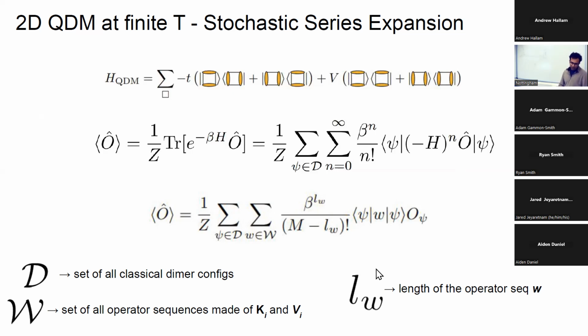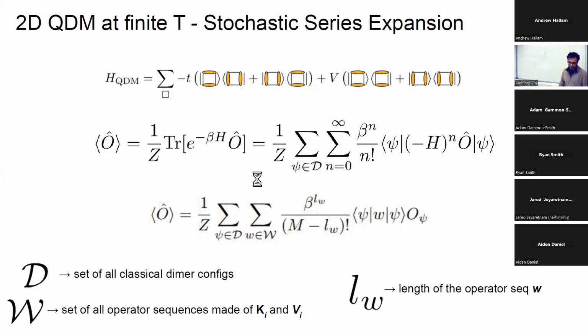It's a sum over all classical configurations, sum over all words of length m, and the words are essentially made up of operator sequences made up of kinetic energy terms Ki, potential energy terms Vi, or identities, and LW is the length of non-identity operators in the word W. Okay, so I'll call it the length of the operator sequence.